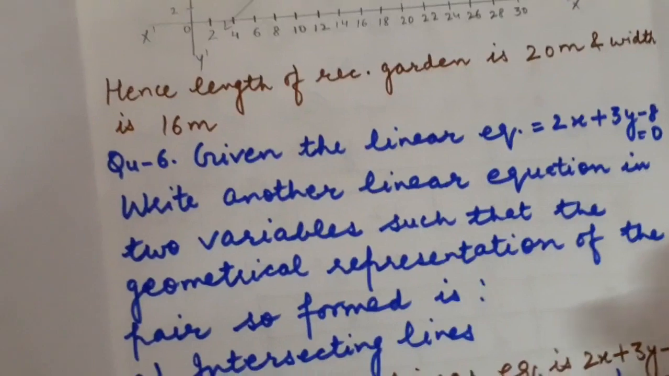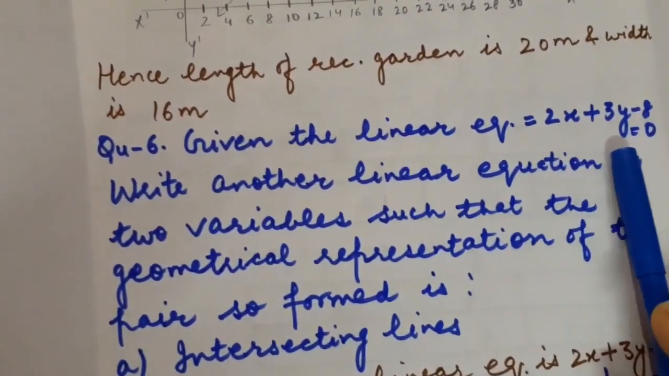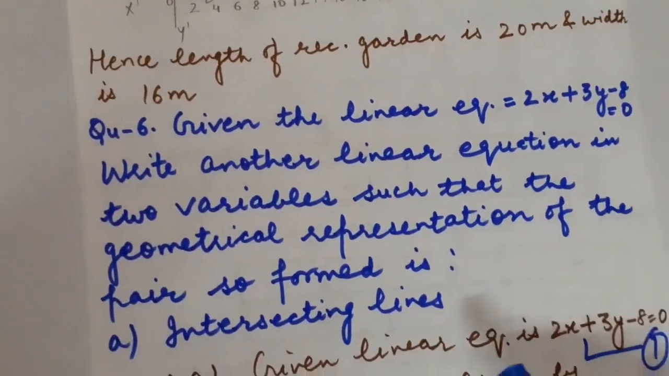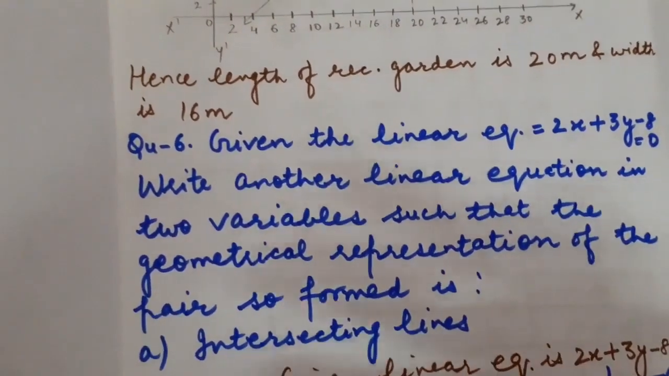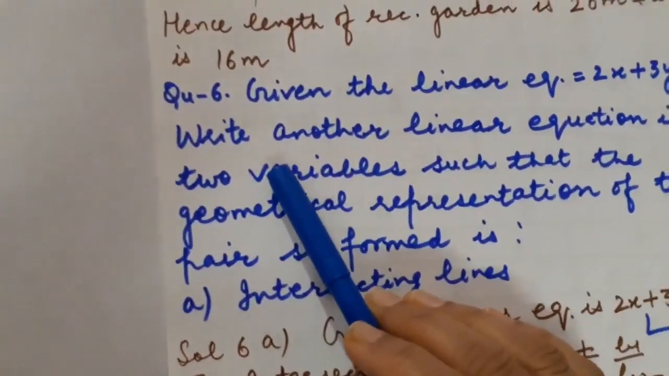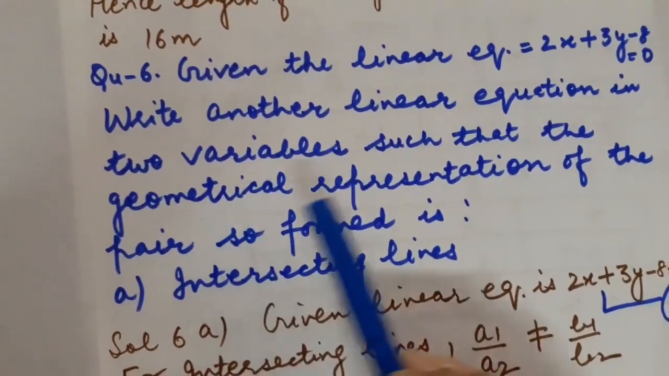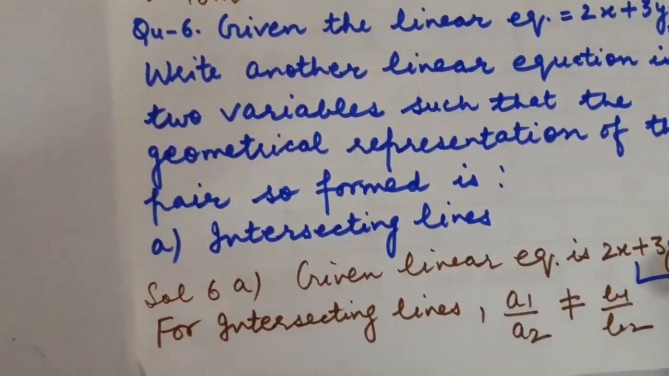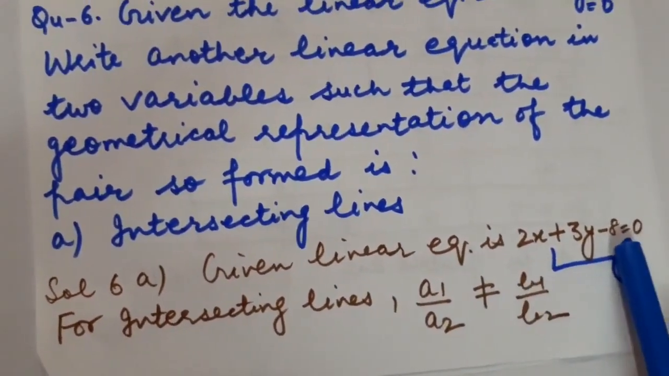Now the last question, which is very important. You will be given a linear equation, that is 2x plus 3y minus 8 is equal to 0. Children, using different conditions like intersecting lines, coinciding lines as well as parallel lines, you have to form some more equations using the same given equation. Write another linear equation in two variables such that the geometrical representation of the pair so formed is, number one, intersecting lines. For intersecting lines, children, you know very well, the given equation is this.